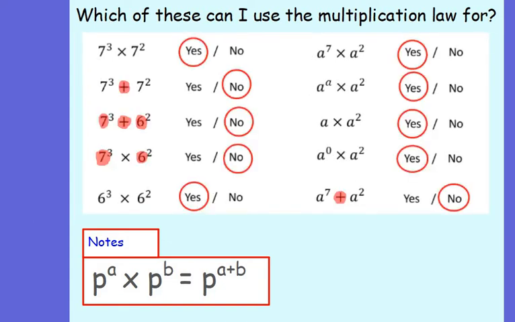And these are your answers. Please check your work and see how you did. Notice that for all of the ones I've written no, I've written down the reason why. For example, this one, I can't use it because there's a plus in the middle. This one I can't because there's a plus and my base number is different. This one I can't because my base number is different. And for the last one, it's a plus, so no, we cannot use the law.